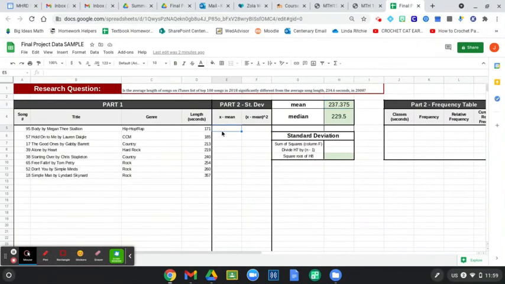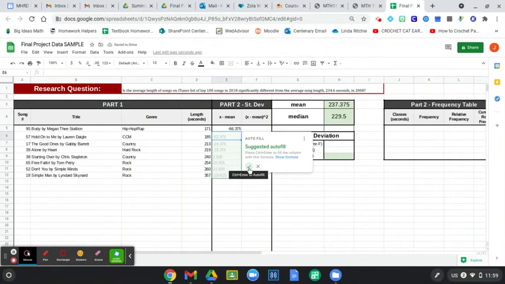So here's your formula way of doing it. You press equals to start a formula. You grab the song length you want, which is in spot D5, and it says subtract the mean. The mean I'm going to type in manually because I want to make sure it uses this mean every single time. So it's D5 minus the mean, enter.